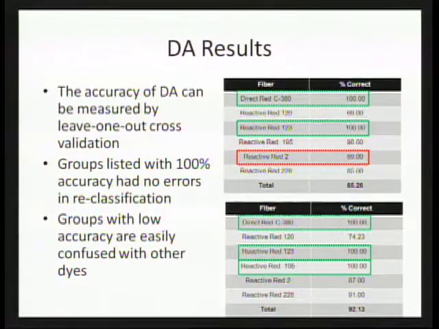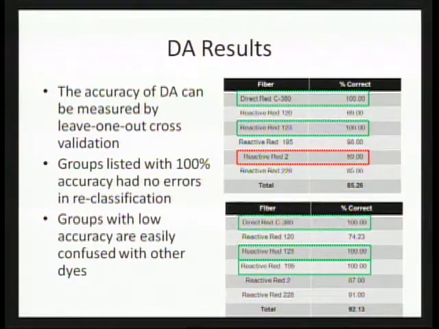So we look at our confusion matrix. The top confusion matrix is when we assigned each dye its own group, so there were essentially only 6 groups. Our classification accuracy was 85.25%. You can see that direct red C380 and reactive red 123 were classified correctly 100% of the time, which is excellent. But you also see reactive red 2 was only classified 59% correctly, which isn't so excellent.